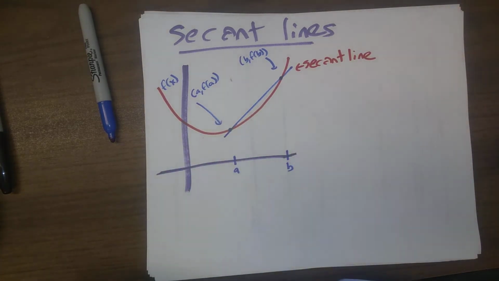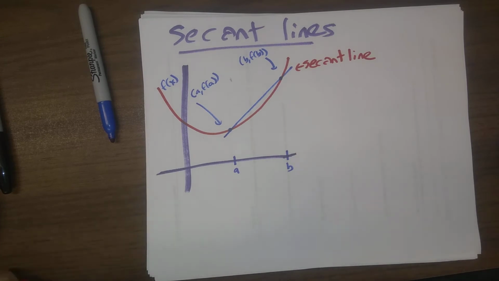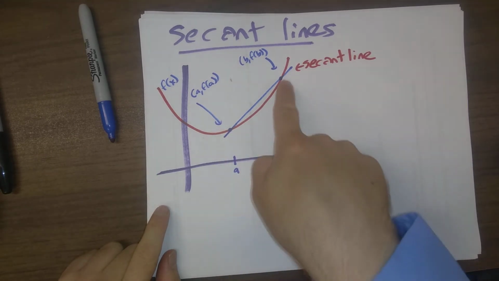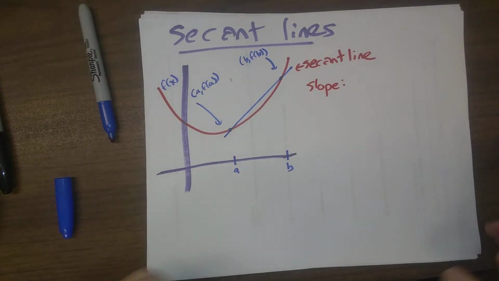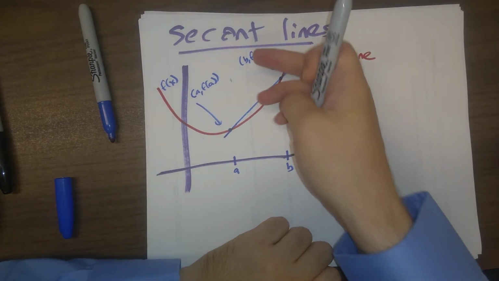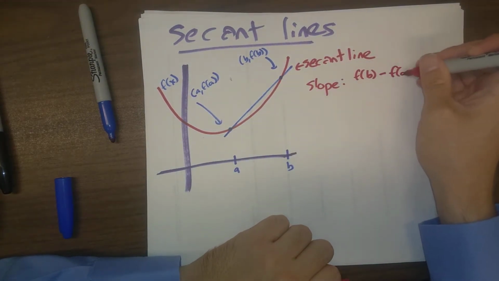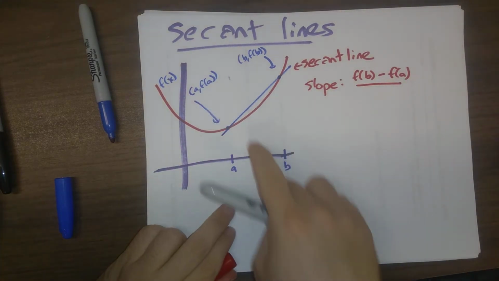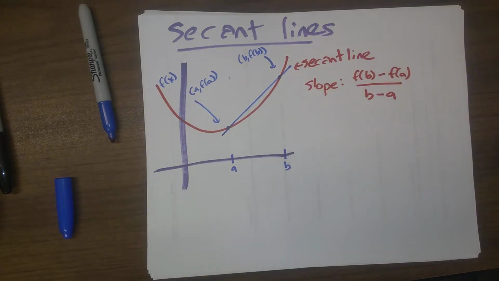So take a second and think about it: what's the slope of the secant line? We've got coordinates for this point and coordinates for this point, so the slope of the secant line is quite easy for us to compute. It's just going to be the change in the y coordinates, which is f of b minus f of a, over the change in the x coordinates, which is b minus a.